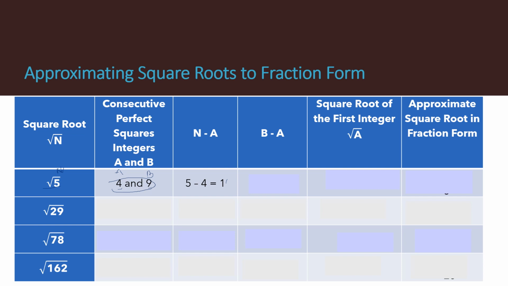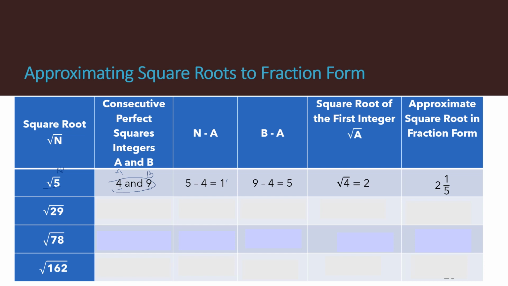So 9 minus 4 is equal to 5. And then we get the square root of the first integer. Our first integer is 4. The square root of 4 is 2, so that will be our whole number. We can now write them as a fraction. So our whole number is 2, and then our fraction is 1 over 5.